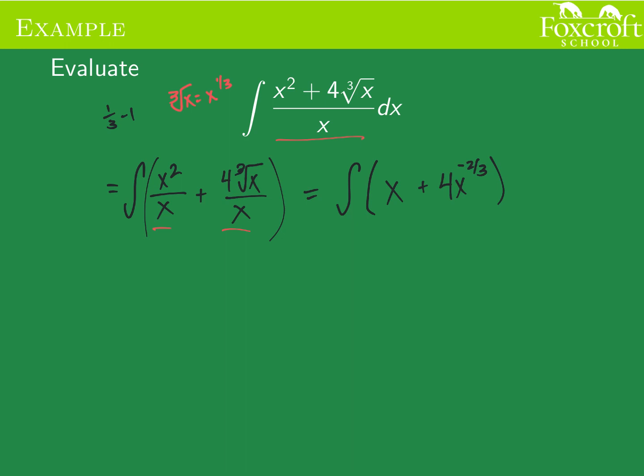Now I just rewrote it using powers, so I can do the opposite of the power rule we did. Add 1 to the exponent, divide by the new power. I add 1 to negative 2/3, which gives me 1/3. I'm going to divide by that new exponent and add c. And just to simplify a bit at the end, 4 divided by 1/3 is going to be 12.